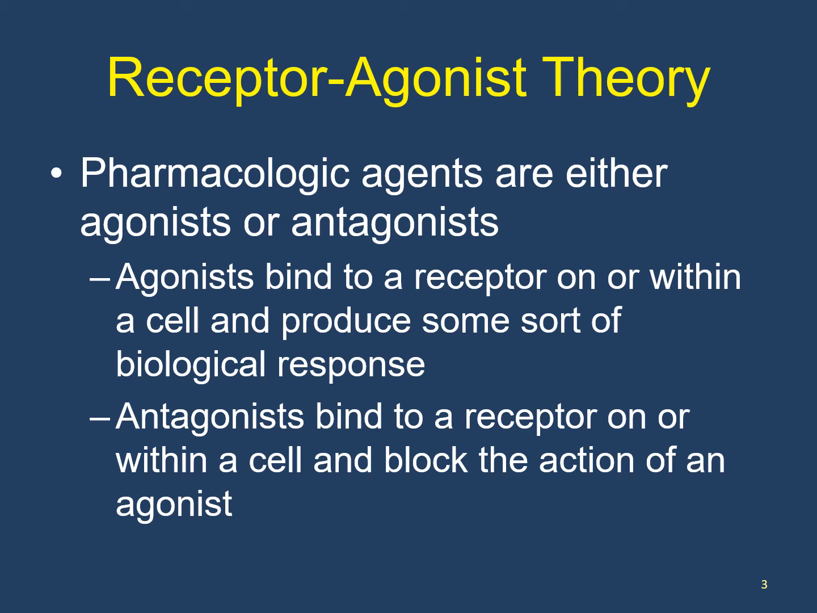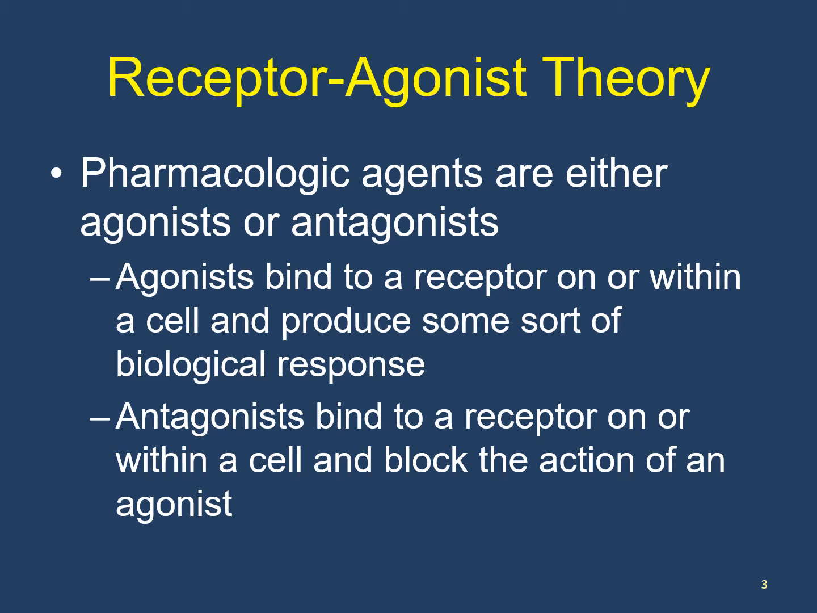An agonist binds to a receptor on or within a cell and results in some sort of biologic response. It makes something happen, whereas antagonists don't. Antagonists have no inherent action of their own. Antagonists bind to a receptor on or within a cell, and they block the action of an agonist, usually a naturally occurring agonist. So remember a few minutes ago, I was using the example of the beta adrenergic agonist and the beta adrenergic antagonist. Classic example.